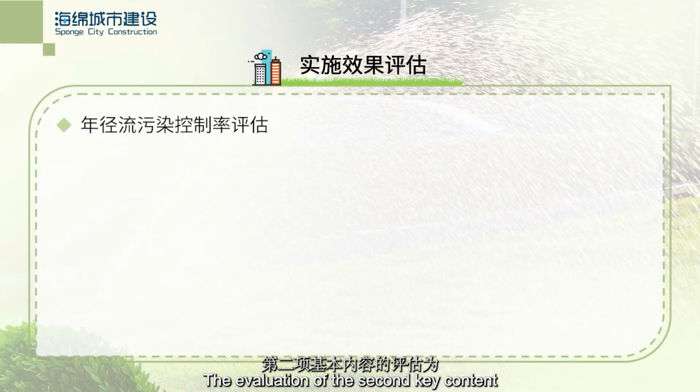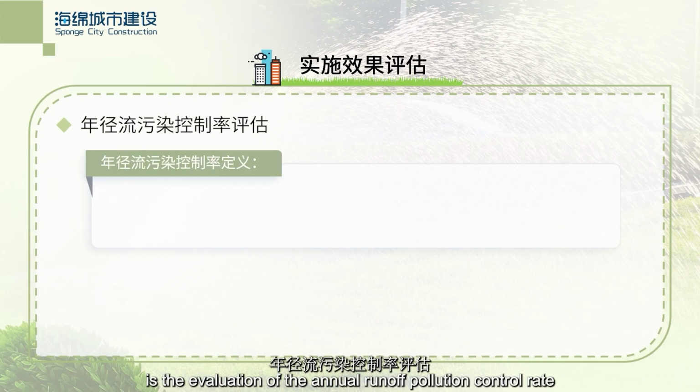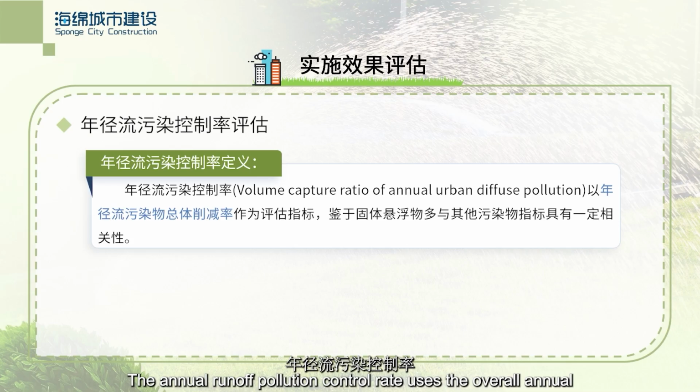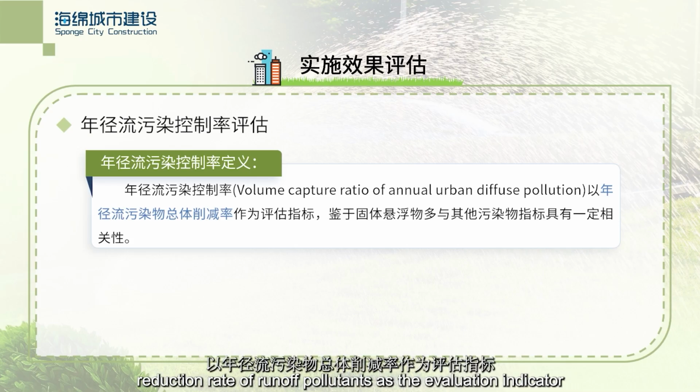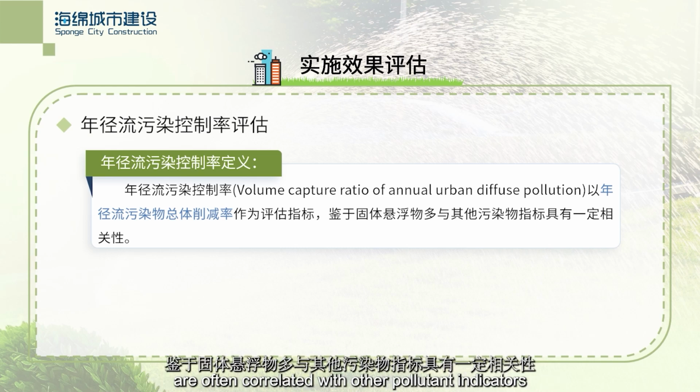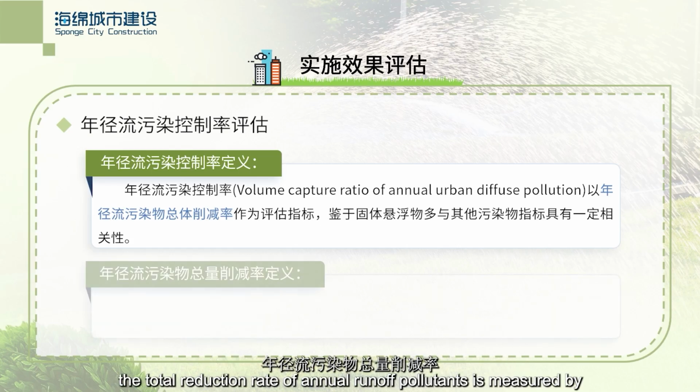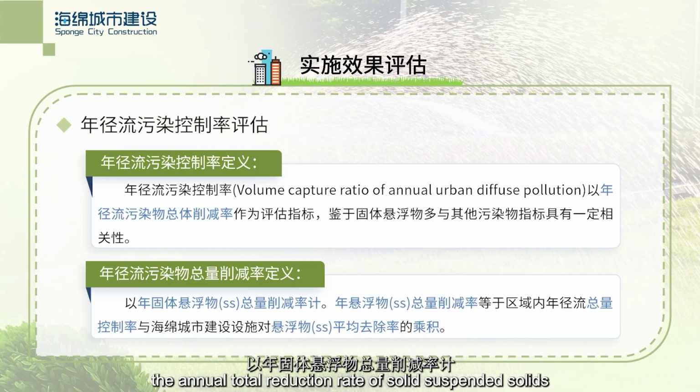The evaluation of the second key content is the evaluation of the annual runoff pollution control rate. The annual runoff pollution control rate uses the overall annual reduction rate of runoff pollutants as the evaluation indicator, which is often correlated with other pollutant indicators. The total reduction rate of annual runoff pollutants is measured by the annual total reduction rate of suspended solids.